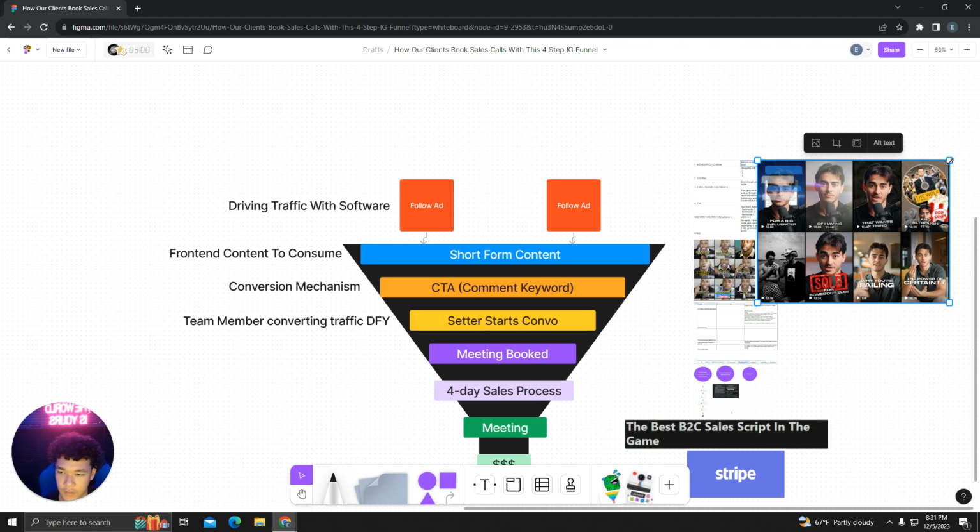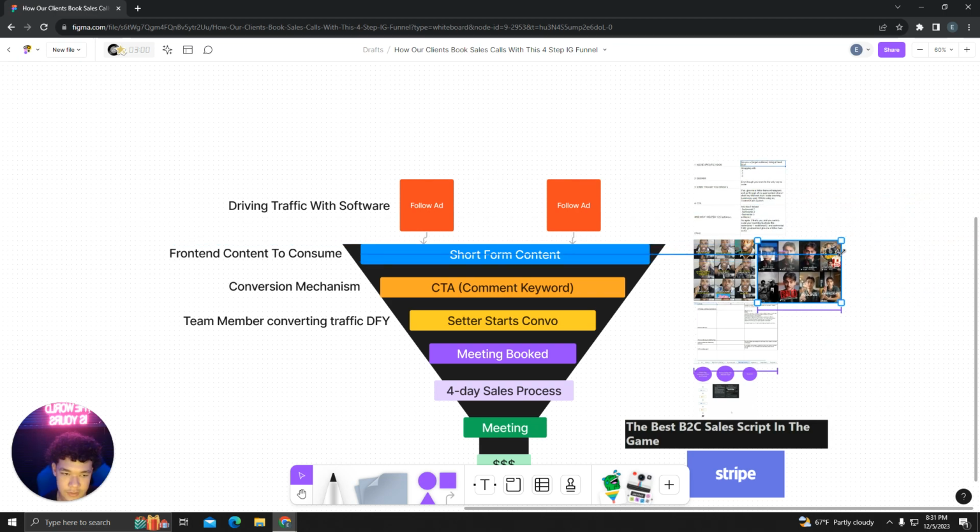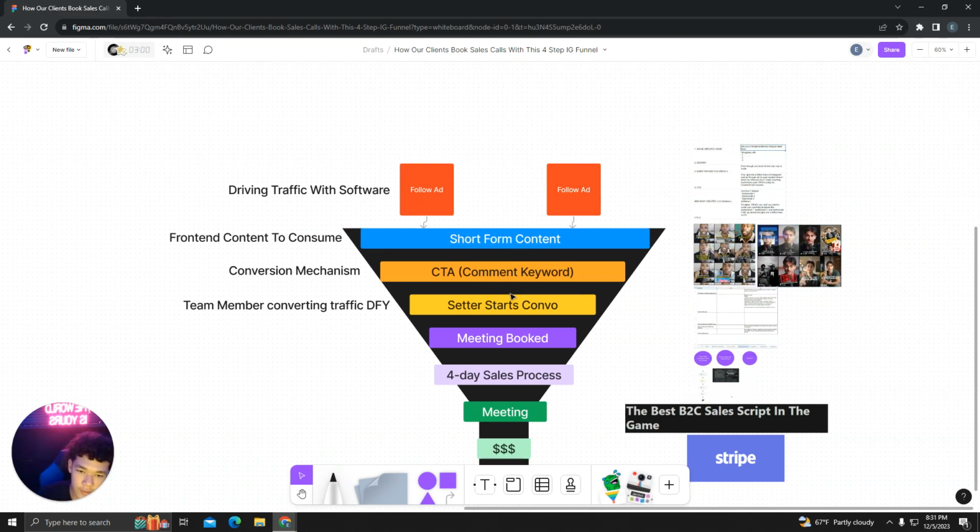It goes more in depth on what he does, his offer, life principles that young men could start using and stuff like that, right? Then in terms of converting this traffic, what you would do is you add a conversion mechanism. The conversion mechanism at hand that we're going to be talking about is obviously the call to action to comment a keyword after the short form video, okay?